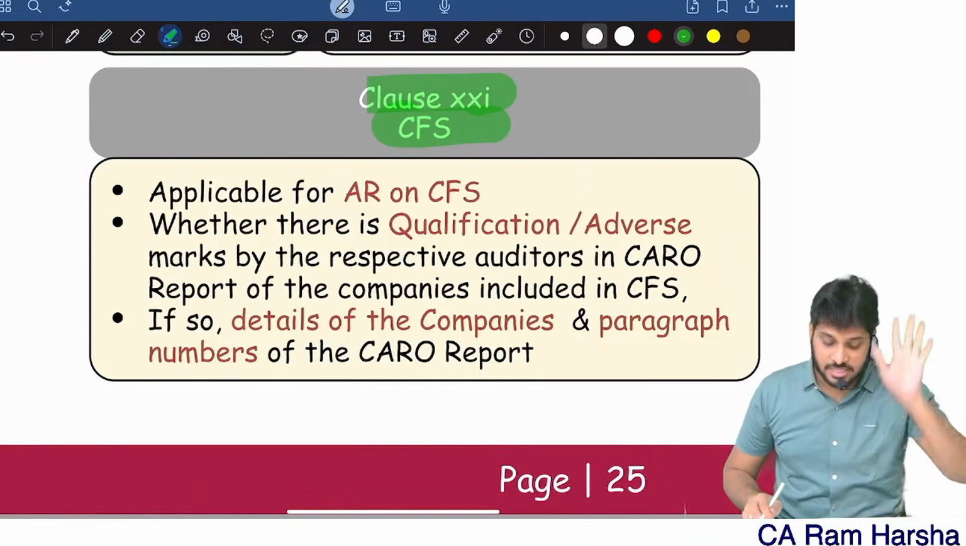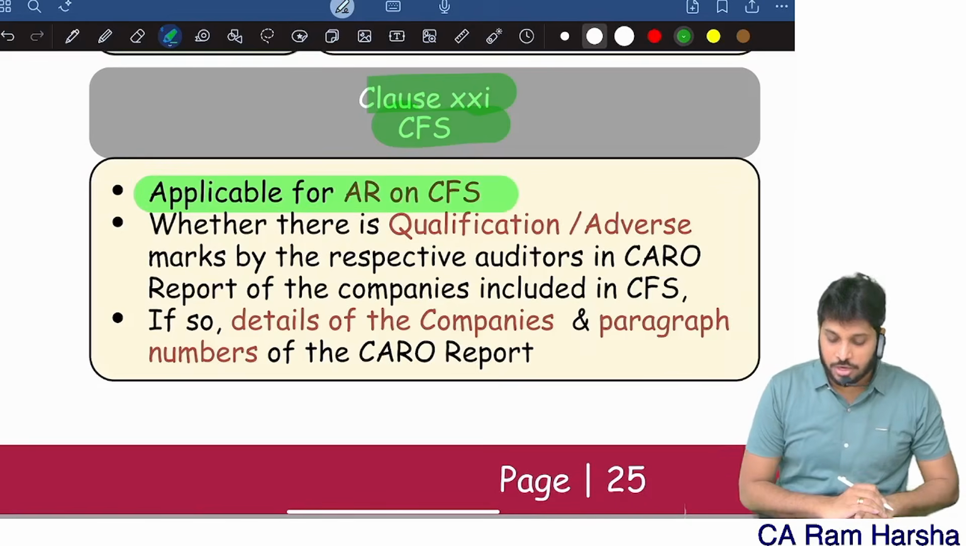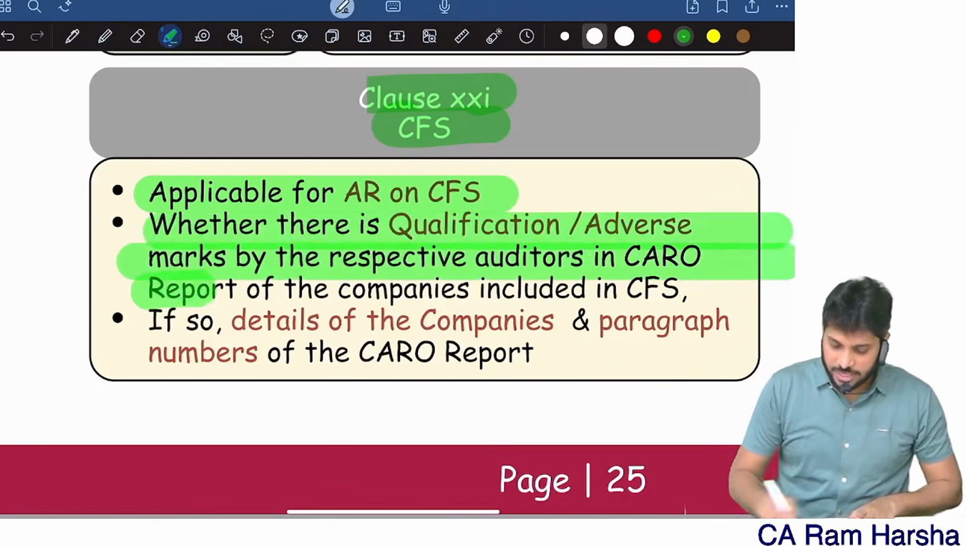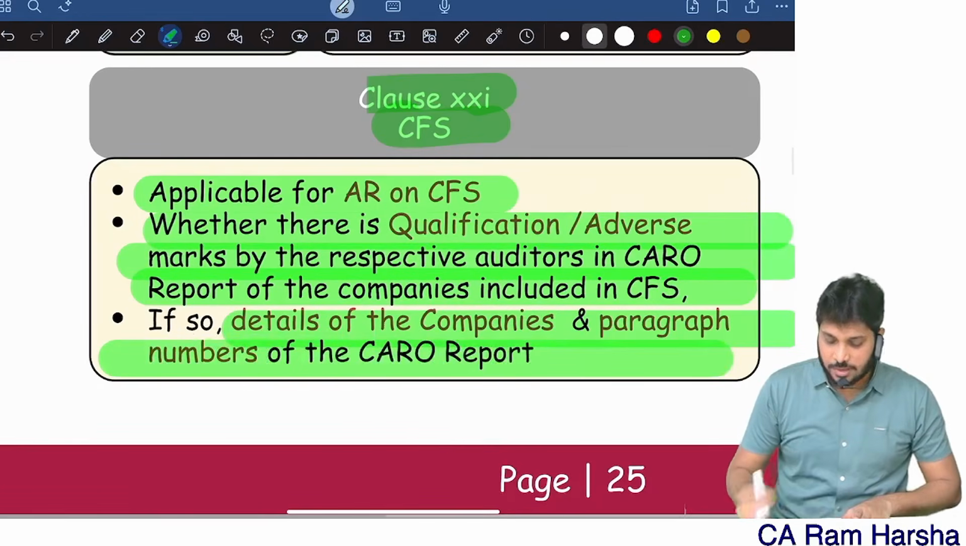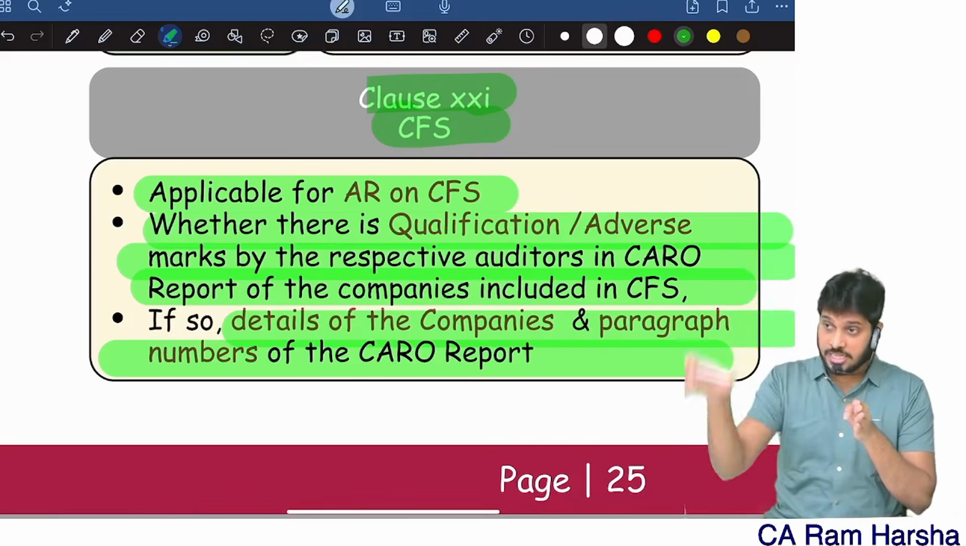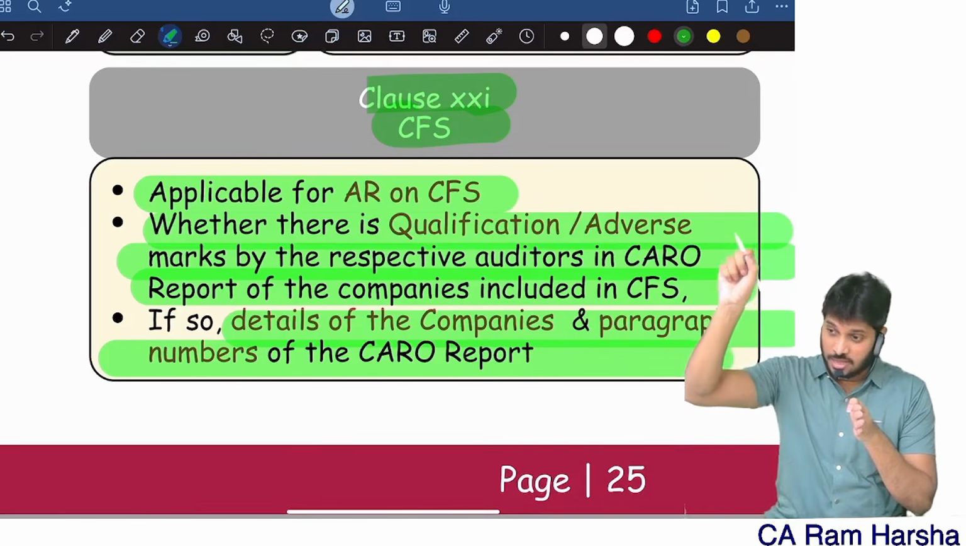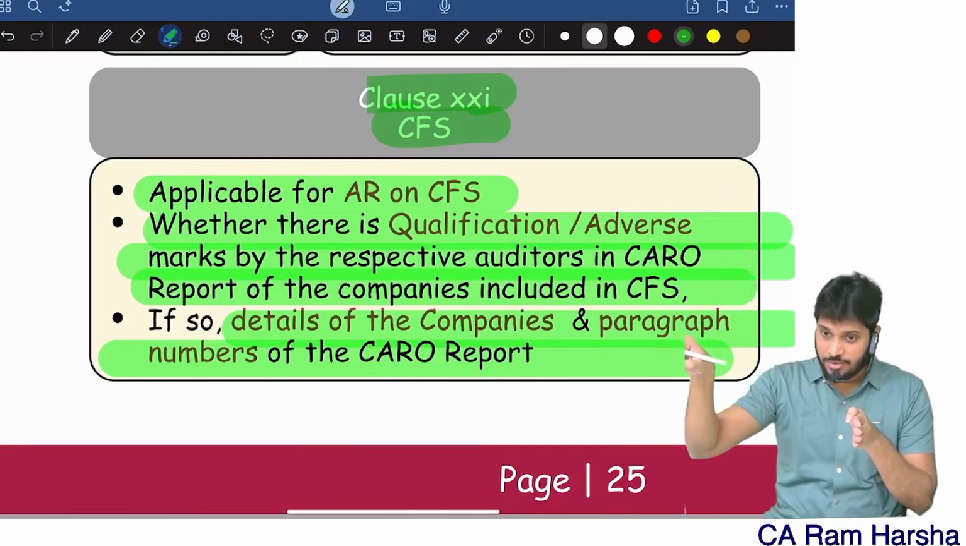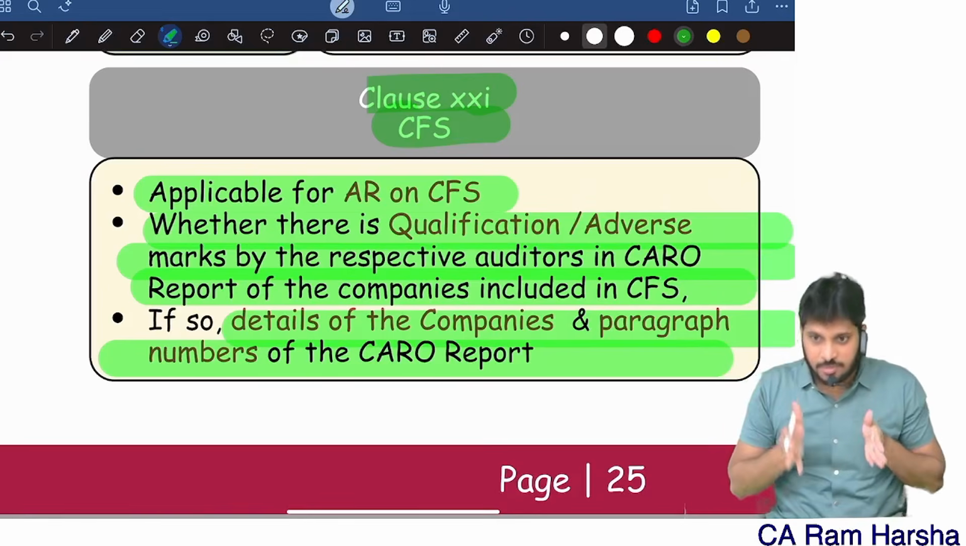Next, finally, clause number 21, that is applicable only for consolidated financial statements. It is not applicable for standalone financial statements. It is applicable for audit report on CFS, whether there is a qualification, adverse remarks, all that, and details of the companies. Very simple. Identify what companies are included in consolidated financial statements. In those companies' Caro reports, their auditors would have given some adverse remarks, qualifications, right? All those qualifications you should give at one place.